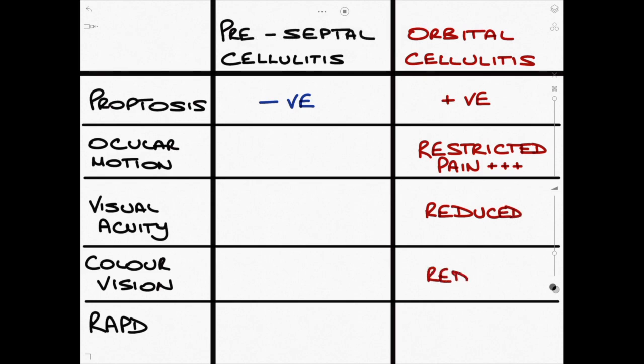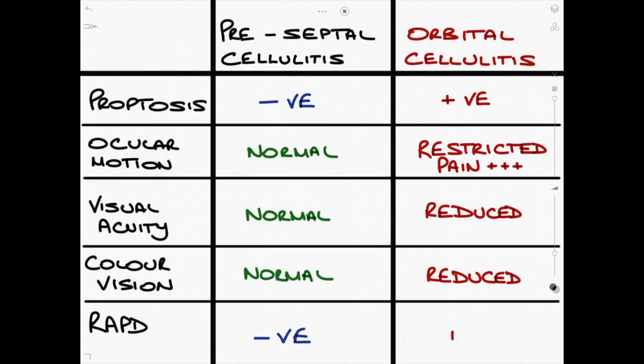In comparison to orbital, also known as postseptal cellulitis, proptosis is usually present, and often there is huge abnormality on the ophthalmology exam, where the ocular motility is completely restricted, or there is ophthalmoplegia. There's equally reduced visual acuity, reduced colour vision, and often there can be a relevant afferent pupillary defect present.